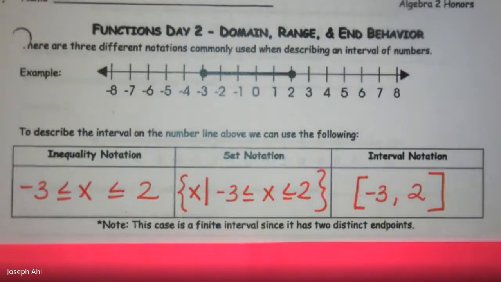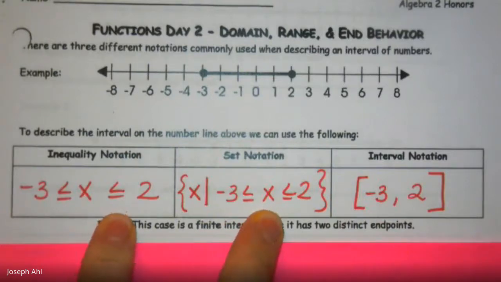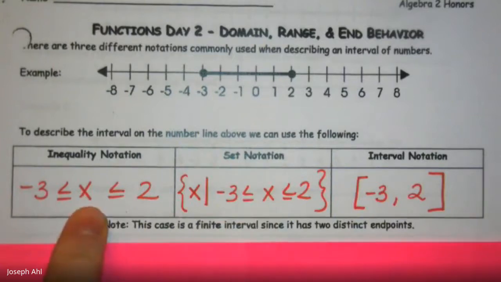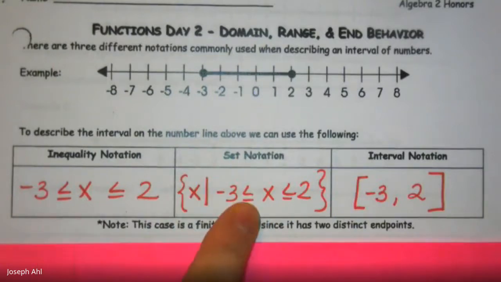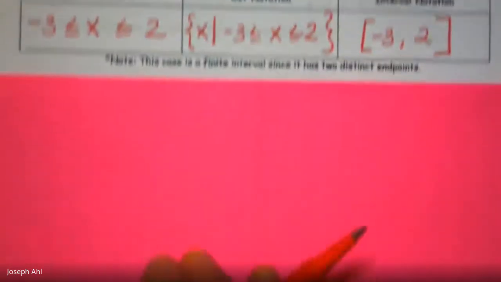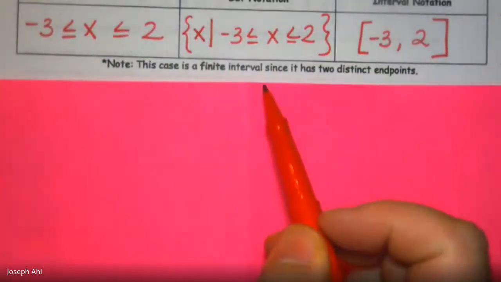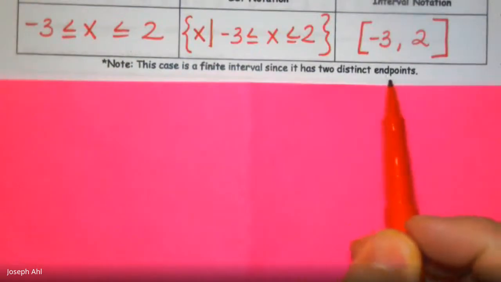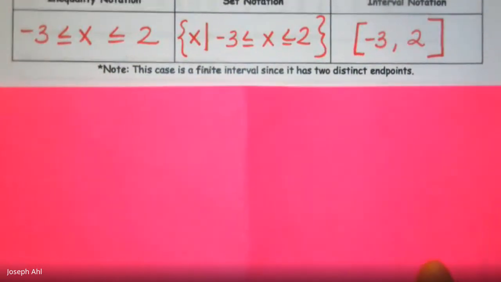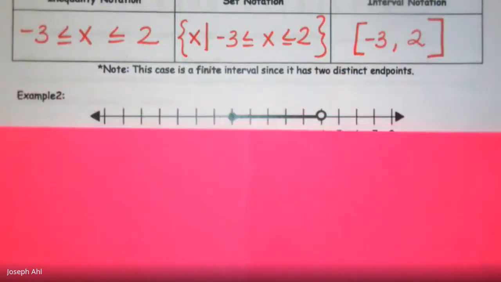So I shouldn't make you biased right away at the beginning of the lesson here, but just know that if we see these other notations come up, or if we're asked to write something in one of these two notations, we have to at least be familiar with the concept. So it says, a quick note here, this case is a finite interval since it has two distinct endpoints. So if we have one endpoint on either end, -3 and 2, we call that a finite interval.